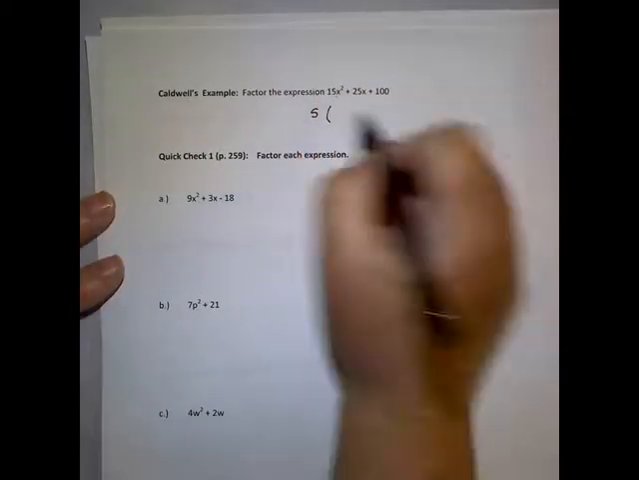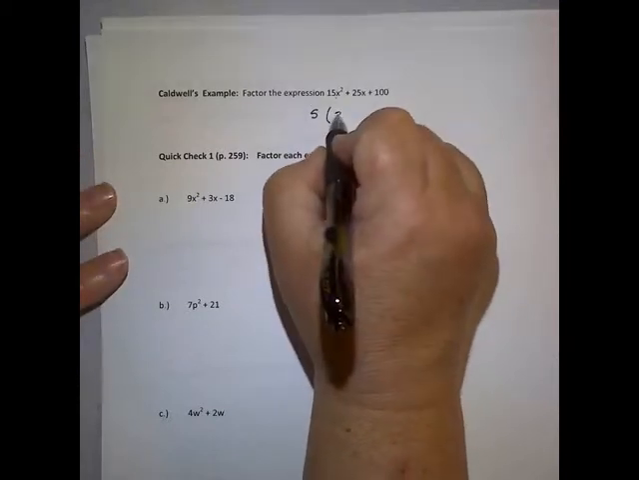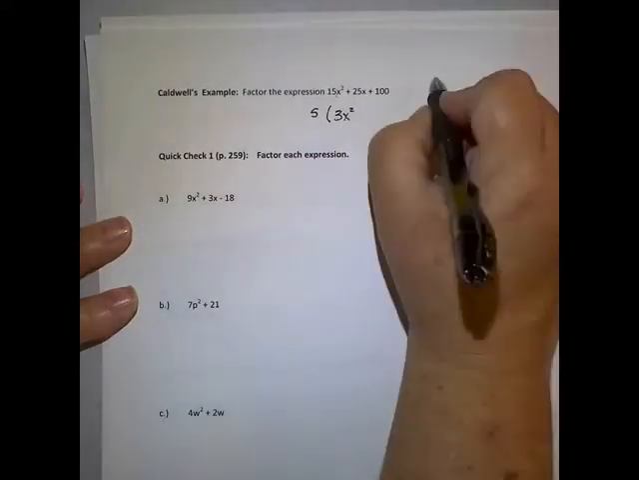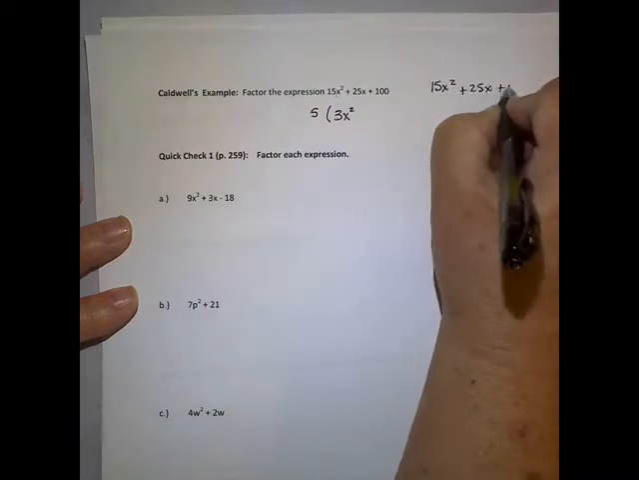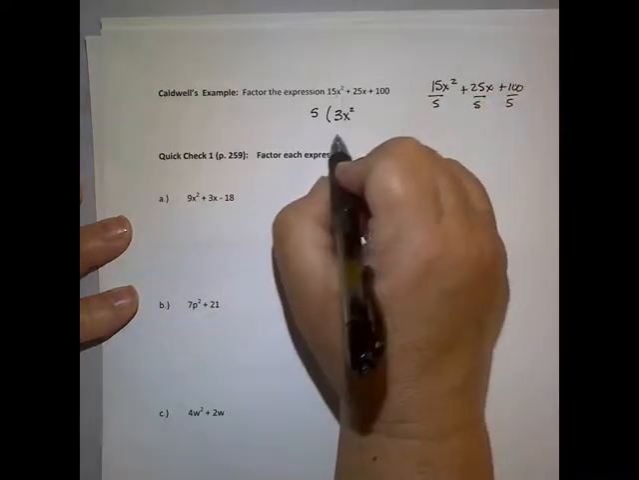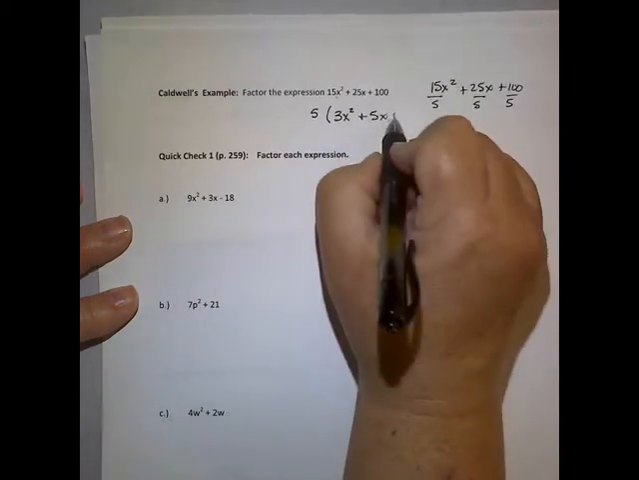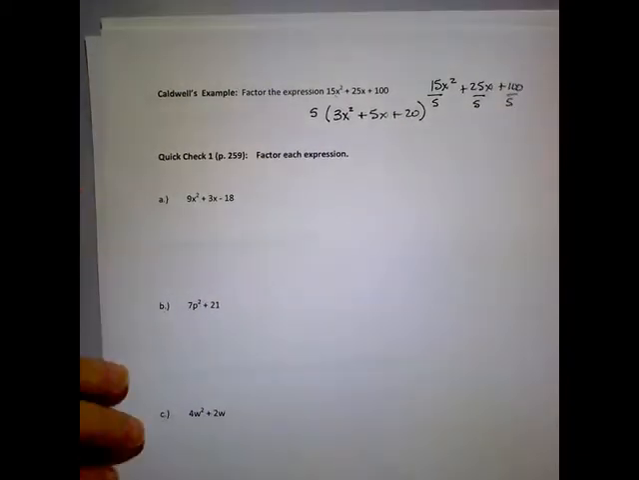So I'm going to pull out the 5. Again, remember we're dividing. So if I divide the 5 into 15x squared, see, hopefully we don't have to write it down, but I will if you want me to. Okay, I will. Okay, we're going to divide each by 5. So that leaves us with 3x squared plus 5x plus 20. Now it's factored.